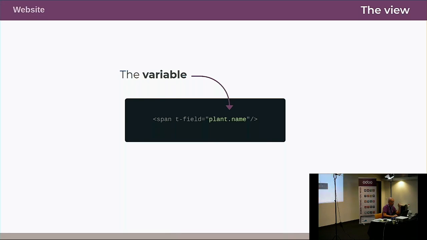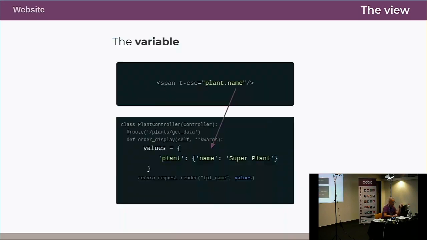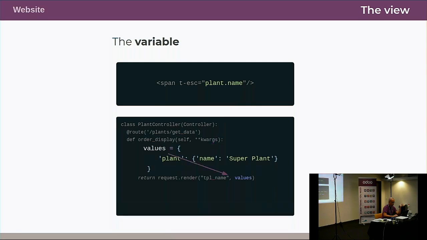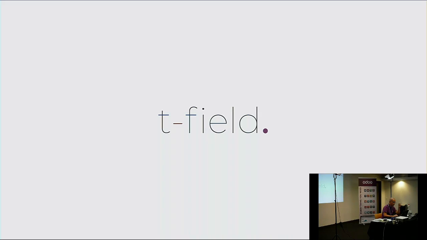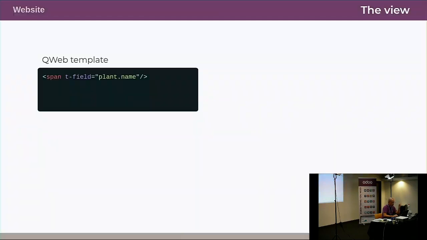Then we have the variable, and I don't know if you remember when we built the controller, it is the second argument that we pass when we use the render. The first one was the template name, and the second one is the value that you want to provide. And so it will be available in QWeb. So this is exactly what I just explained. So this comes from that.